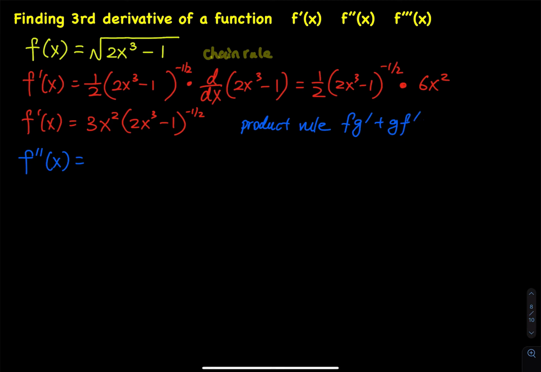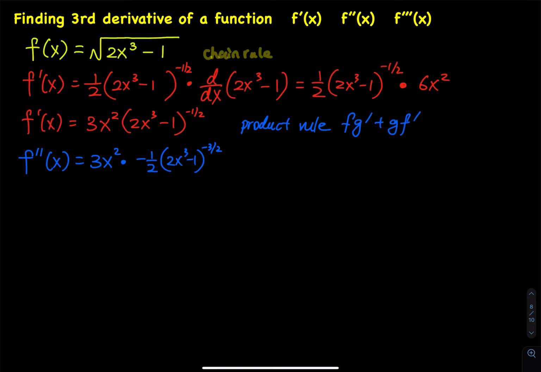All right, so fg prime, so we copy the first factor and then take the derivative of the second factor. We bring the negative 1/2 down, and then 2x to the third minus 1, negative 1/2 minus 1, that is negative 3/2. And then what else? fg prime, are we done? Is the g prime done? No, it is not done.